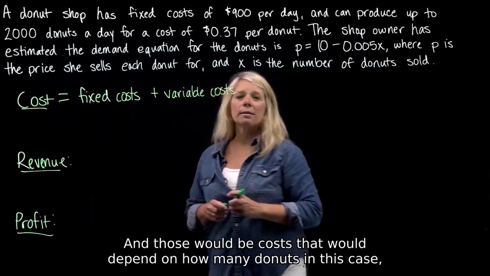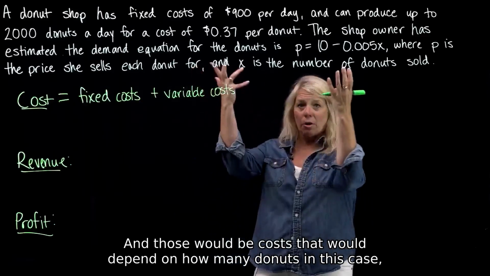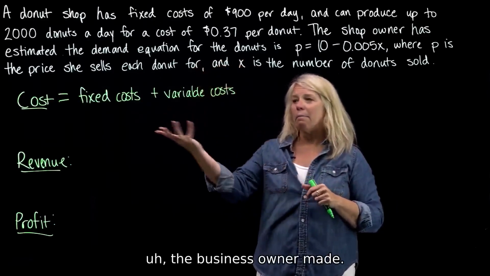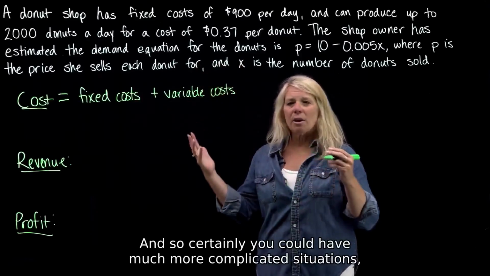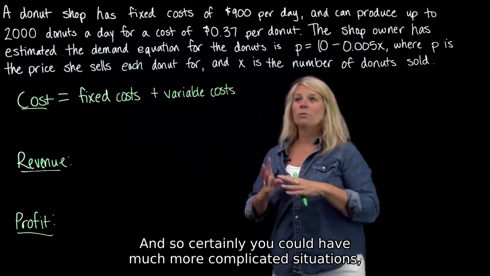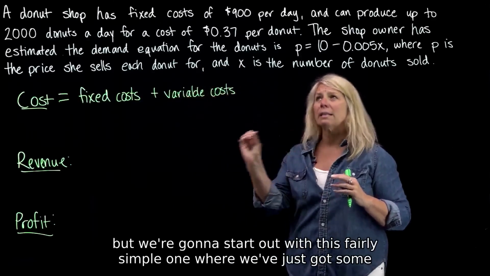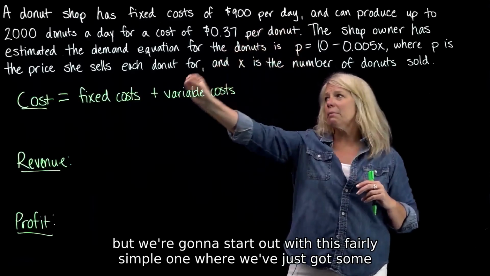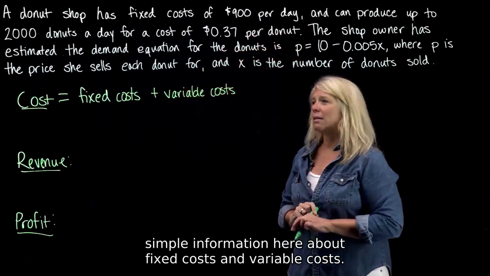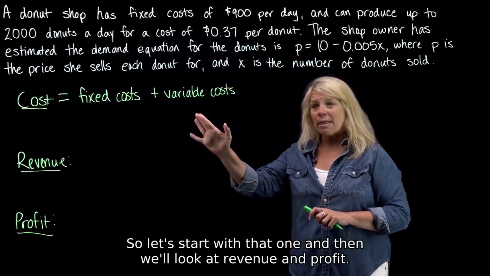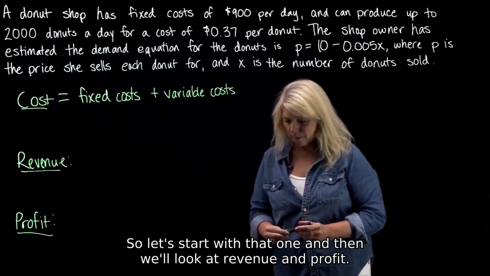And those would be costs that would depend on how many donuts, in this case, the business owner made. And so certainly you could have much more complicated situations, but we're going to start out with this fairly simple one where we've just got some simple information here about fixed costs and variable costs. So let's start with that one, and then we'll look at revenue and profit.